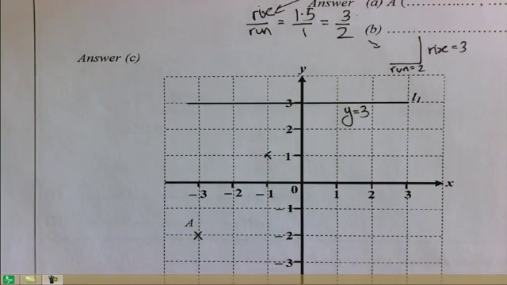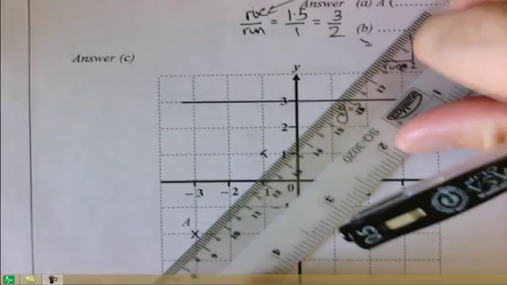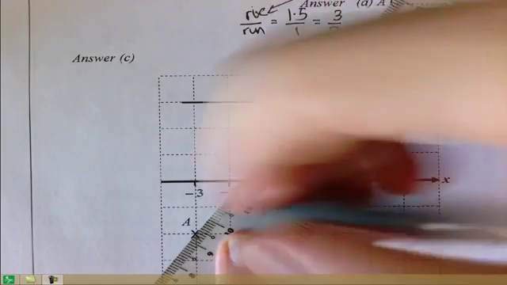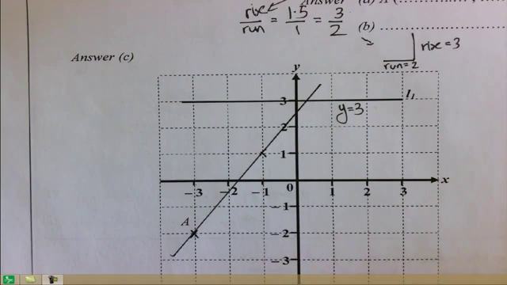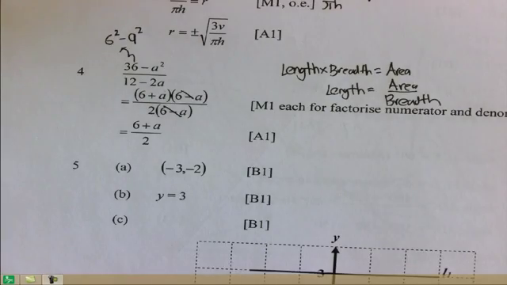Then all that is left to do is simply to connect the 2 points. When you connect the 2 points, what you get is this. That is the line with gradient 1.5 that passes through point A. And that concludes 5C.